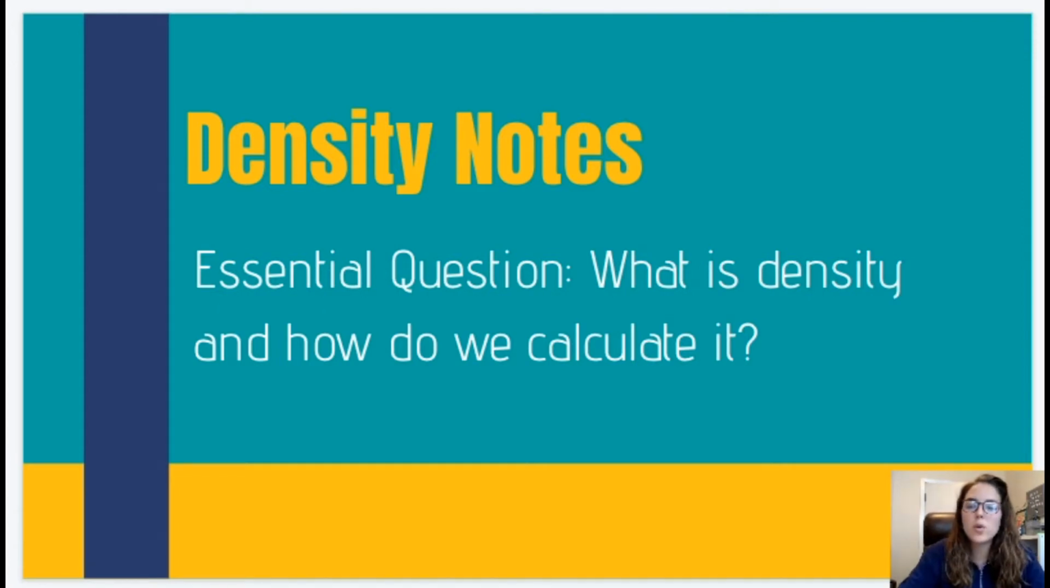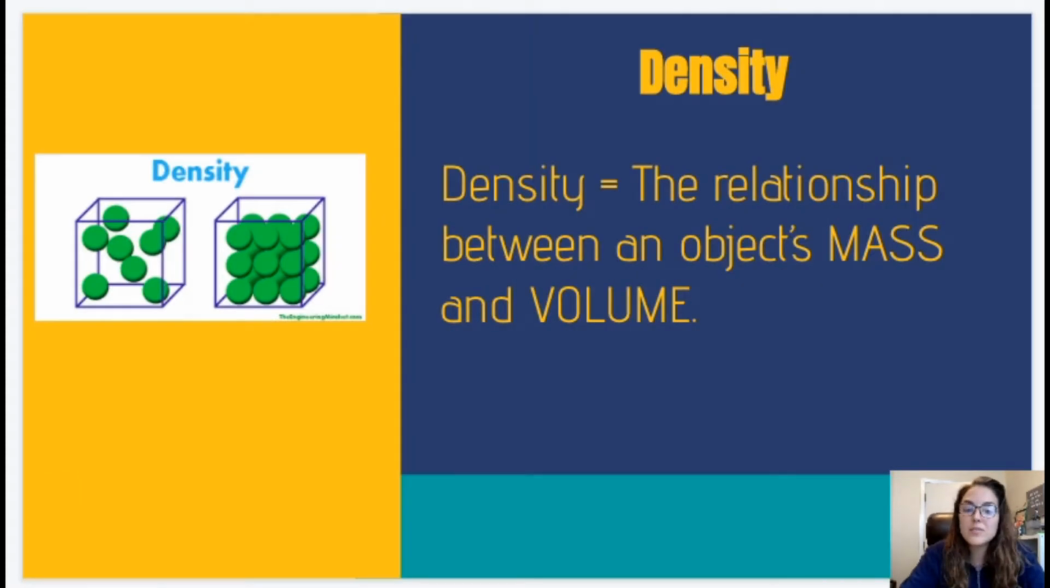The essential question: what is density and how do we calculate it? The date today is the date of whatever day you're watching this video. Make sure it's at the top and make sure you're on the correct notebook page. So, the meaning of density is that it's the relationship between an object's mass and volume.